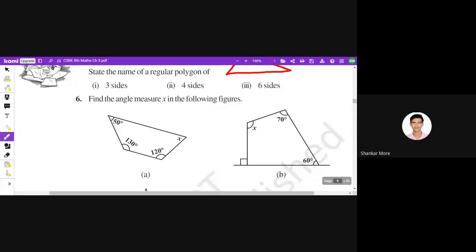I hope this is not confusing for any one of you, right? It's pretty simple for everyone. Okay, so the value of x is 60 for the first figure. Now let's go to the second figure.